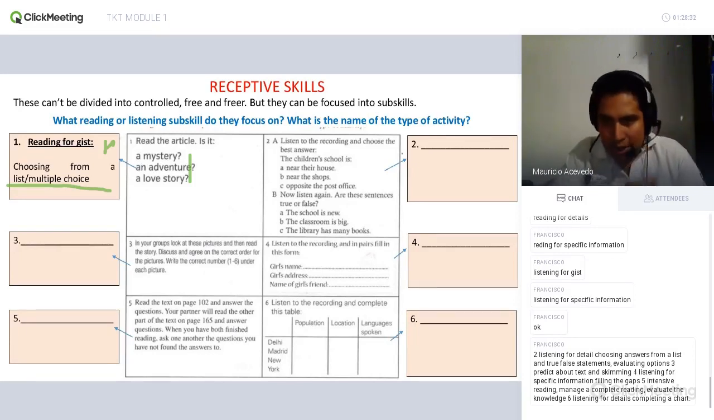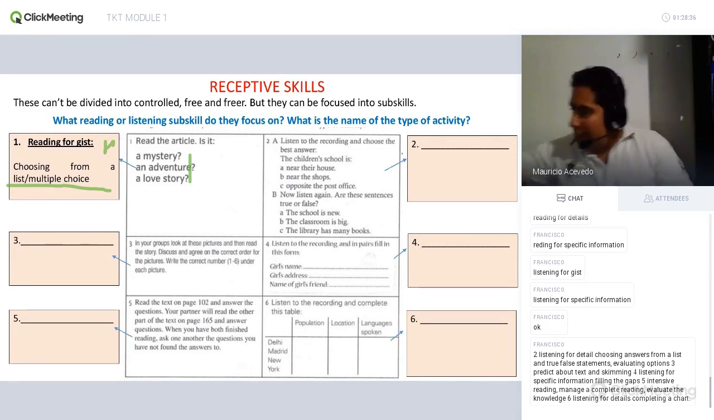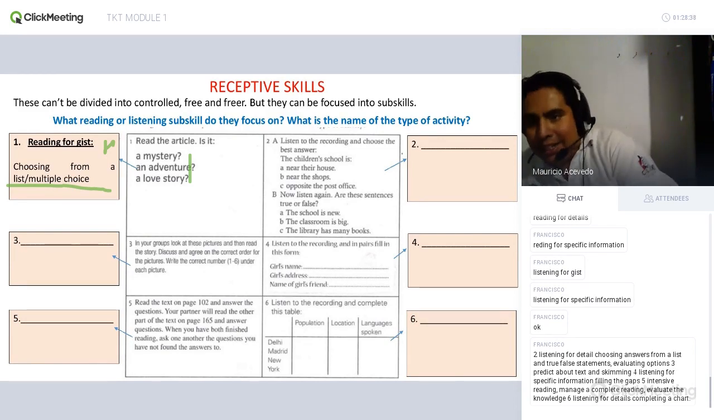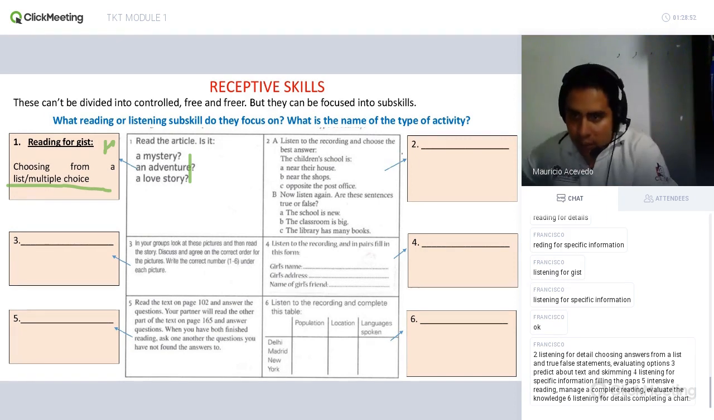Okay, Francisco, I am looking at your answers. You spent some time to do it, but that's okay. The point is to practice, right? So the first one, or number two in this case, is listening for detail, choosing answers from a list, and true and false statements. Okay, evaluating options.